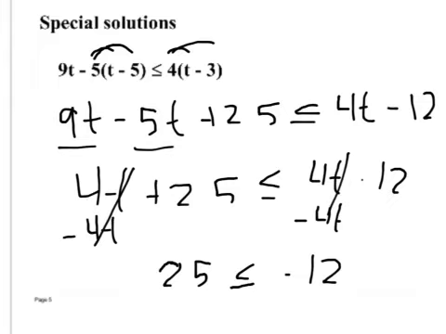Is this a true statement? No. Is 25 less than or equal to negative 12? No. So what we say is this is an empty set, or there's no solution. There is not a number you can plug in for t to make this true. They will always cancel out, and it will always be a false statement. You can plug in 1,000 for t, I guarantee you will still get an untrue statement. So this is an empty set.